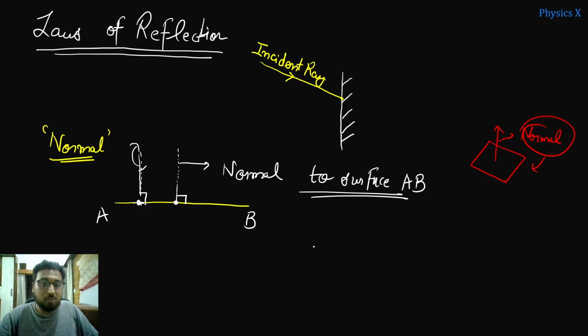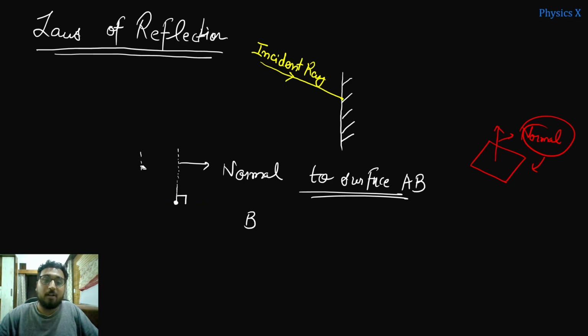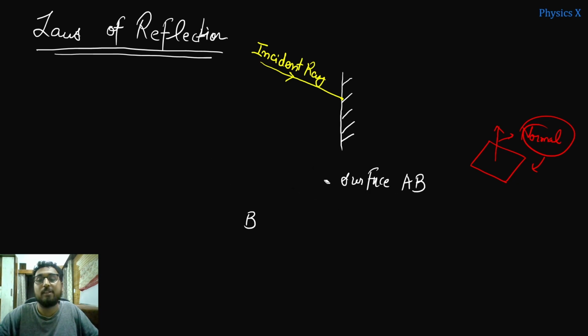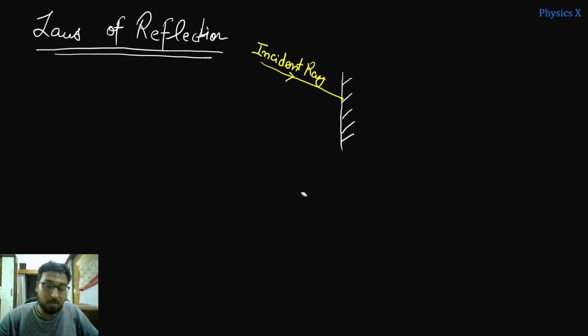Let us consider this example. Oftentimes students are stuck on the normal. They are not able to visualize how a normal is drawn, because as long as there is a plane surface, you are easily able to identify where the normal is.